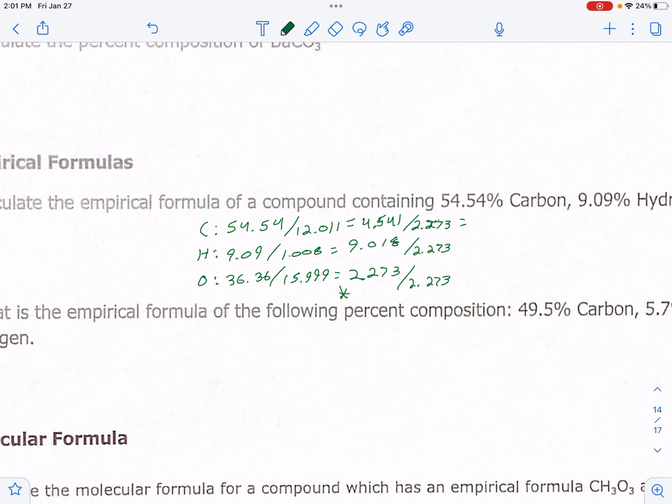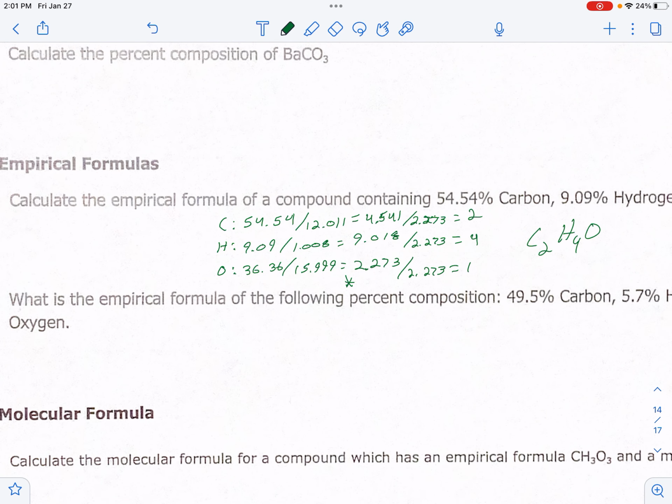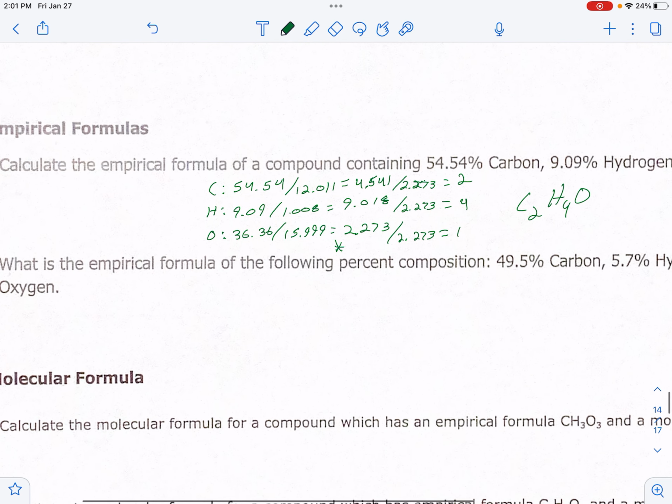Okay, so that gives me 2, 4, and 1. Now, these are all nice, clean numbers, so that basically means I'm done with this one. That just told me I have 2 carbons, 4 hydrogens, and 1 oxygen. So there's your answer. I'll go ahead and do the next one, which is what happens if you run into a decimal, so I'll show you.